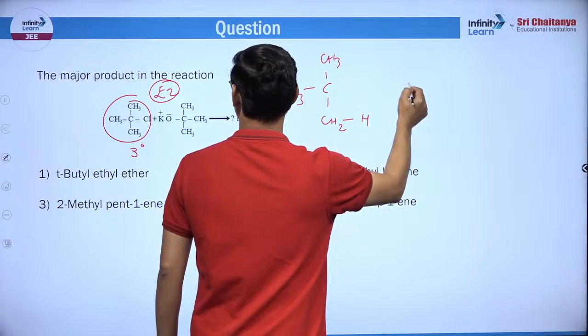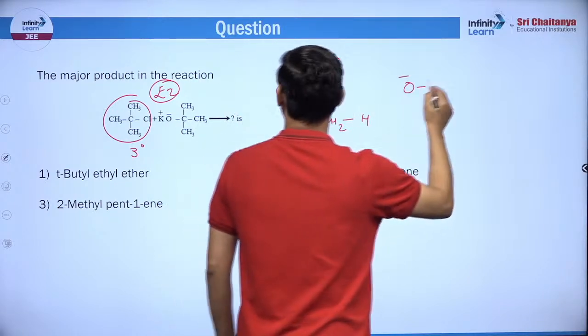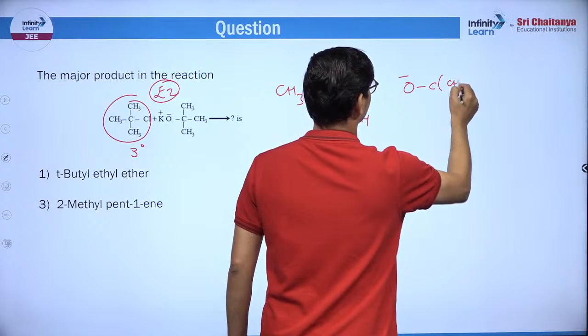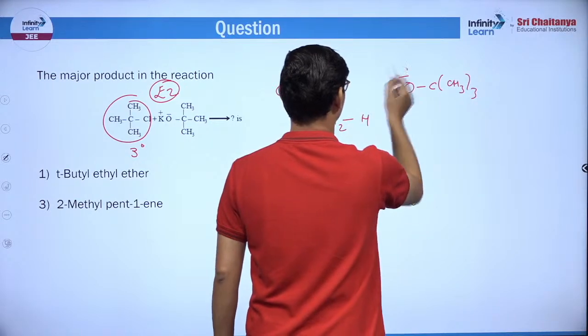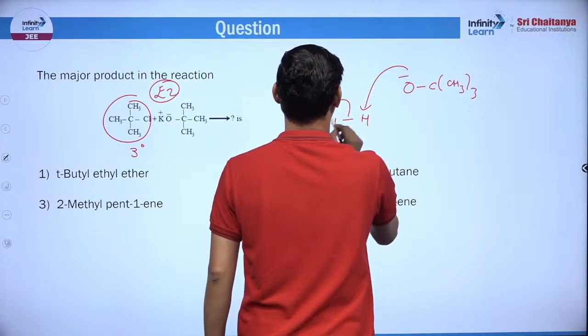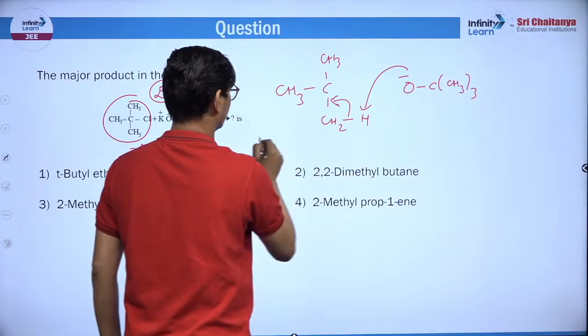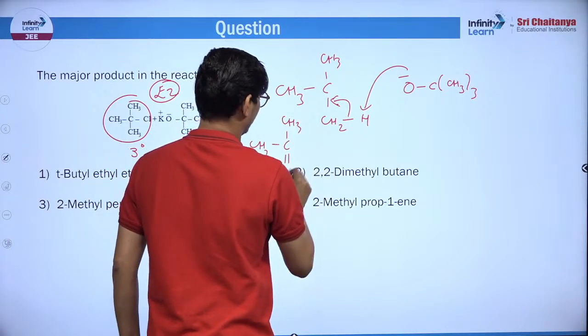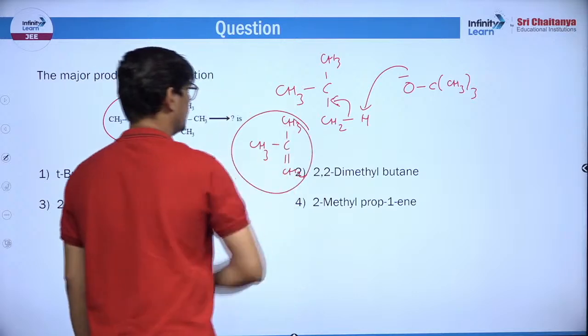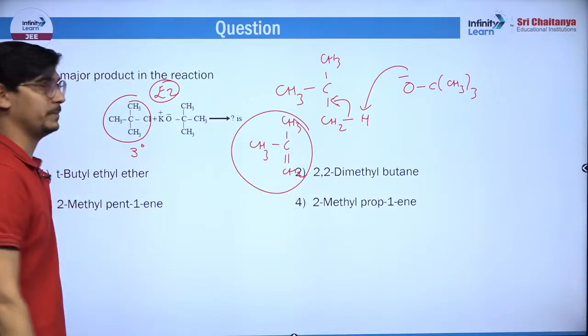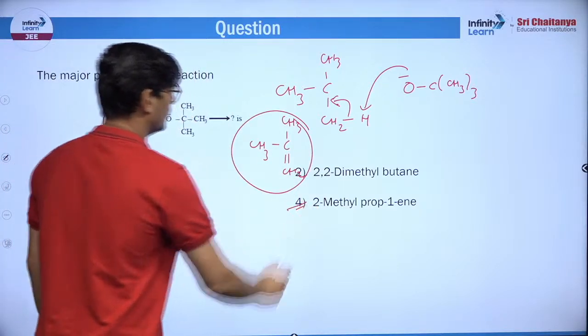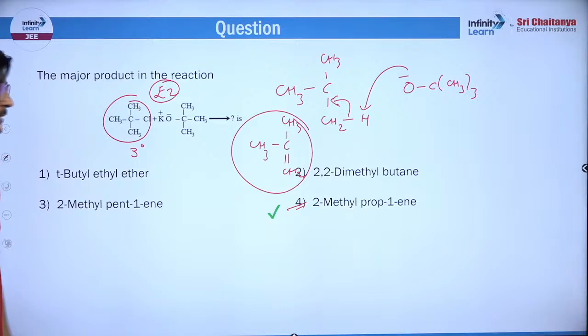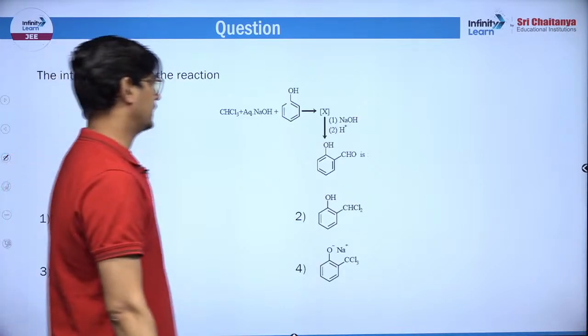So this is your base, O minus. So this will take away H plus, right? This will shift here, and what you will get in this case is CH3, double bond, CH2. All right. So this is 2-methylpropene. So that is your correct answer. This one. All right, guys. 2-methylprop-1-ene. That is the correct answer.